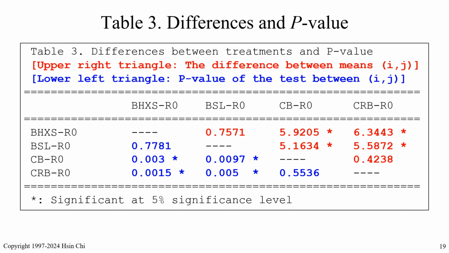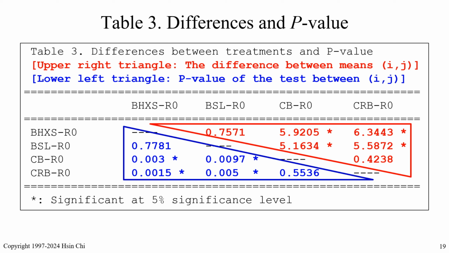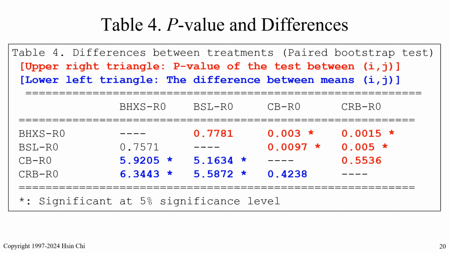In Table 3, you can see the differences and p-values for all comparisons. The upper right triangle, the red triangle, are the differences between treatment I and treatment J. The lower left triangle, the blue triangle, are the p-values of difference between means of treatment I and J based on t-distribution. A p-value less than 0.05 is marked with a star. It shows significant difference.